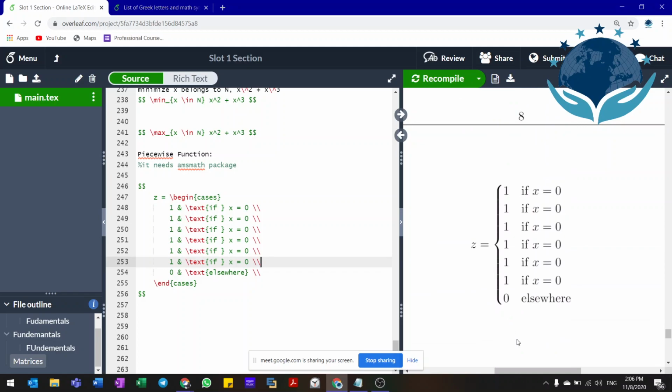You can see that the bracket will be adjusted by itself, so you need not worry about that. Okay, so this is how we will be entering the piecewise function.